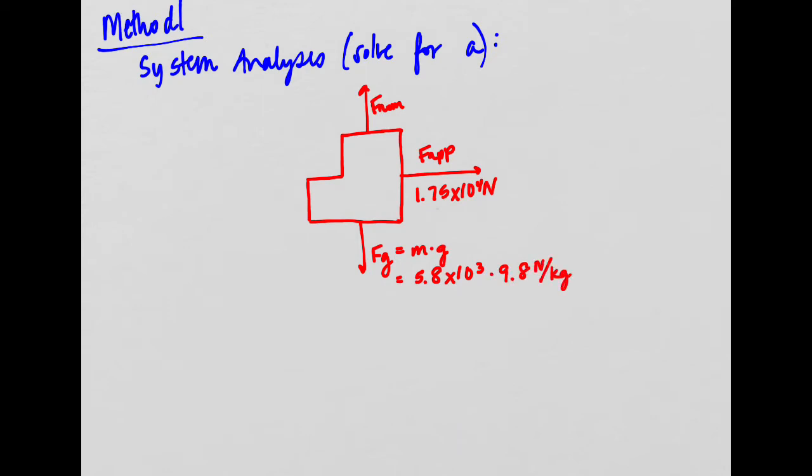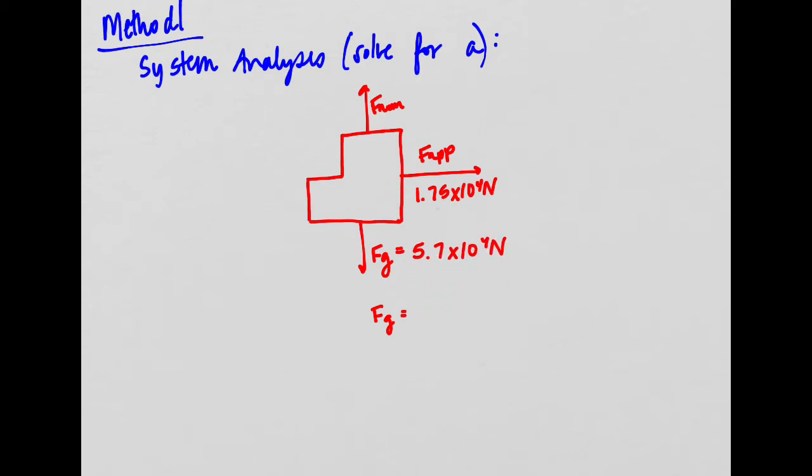force of gravity here. All right. When I plug that in, I get a force of gravity equal to 5, how many significant figures? 2 significant figures, 5.7 times 10 to the 4 newtons. All right, and so I'm going to erase all my work here and just move this guy up.